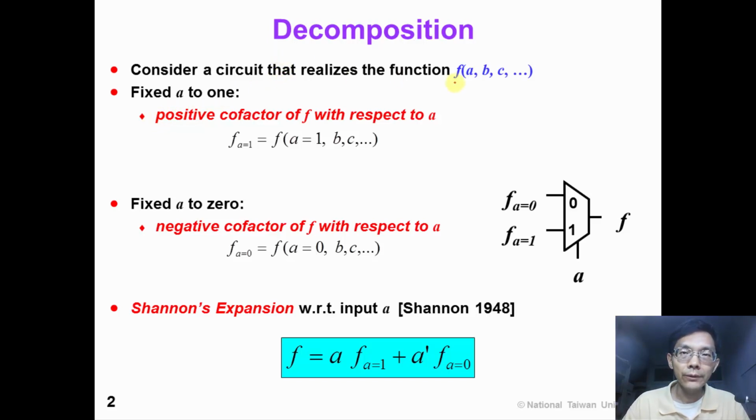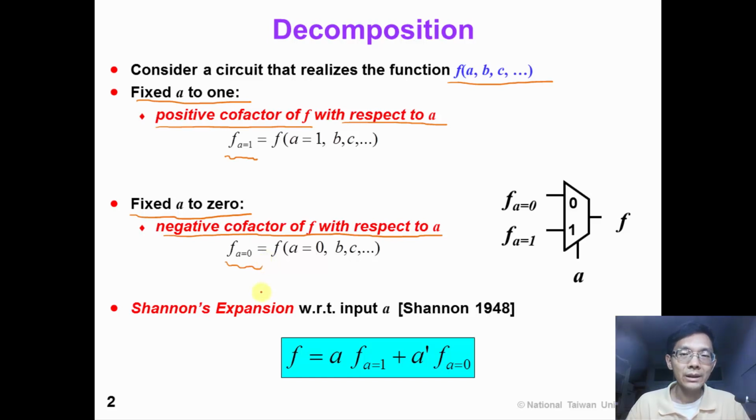For a Boolean function f of a, b, c, we can decompose it into two cofactors. When we fix input a to 1, we obtain the positive cofactor of f with respect to a. It can be denoted as f sub a equal to 1. When we fix input a to 0, we obtain the negative cofactor of f with respect to a. It can be denoted as f sub a equal to 0.